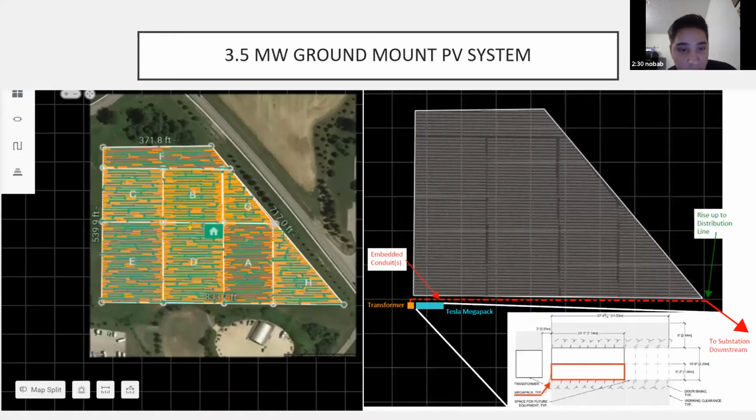And this is exactly what we did. We have designed a large 3.5 megawatt ground mount PV system in the plot of land north of campus. This site layout, which was modeled in Aurora Solar software, shows all of our solar panels, inverters, a transformer, and our chosen battery, the Tesla Megapack. Amongst the countless simulations we performed, this 3.5 megawatt PV system yielded the greatest energy offset and financial savings. Next slide, please.